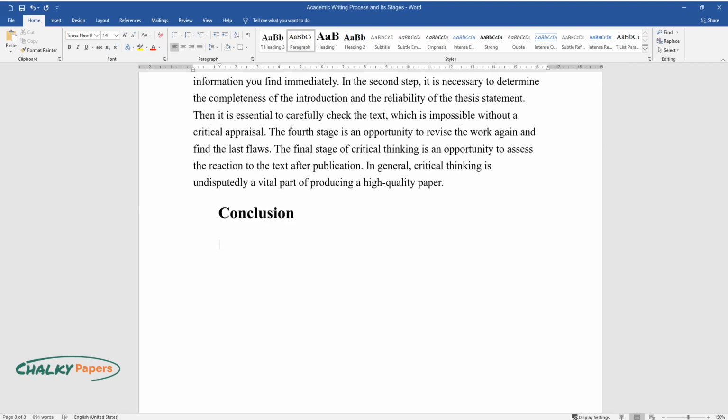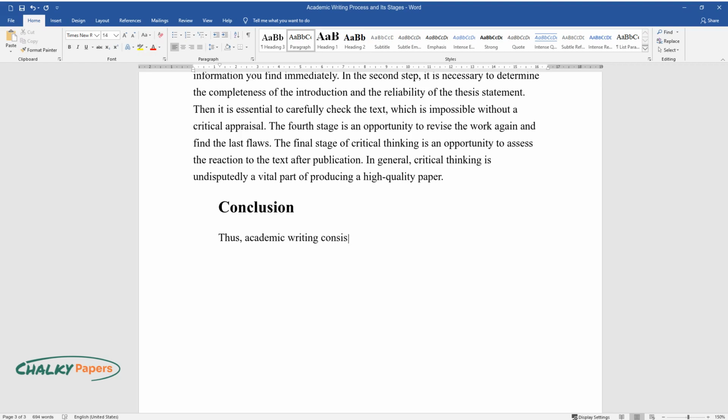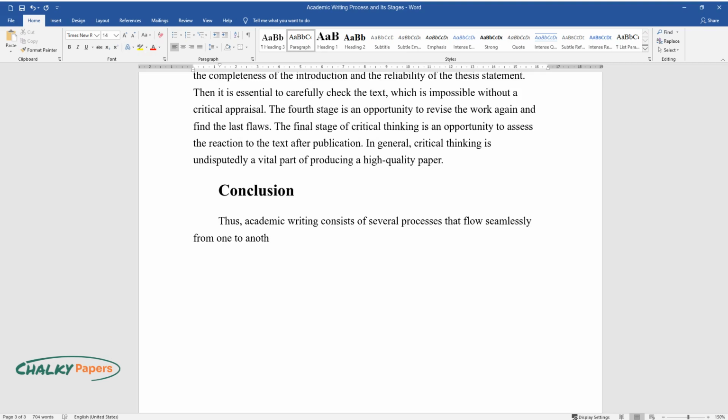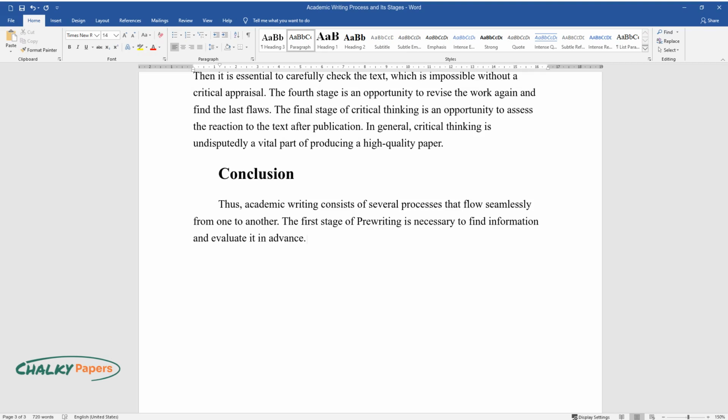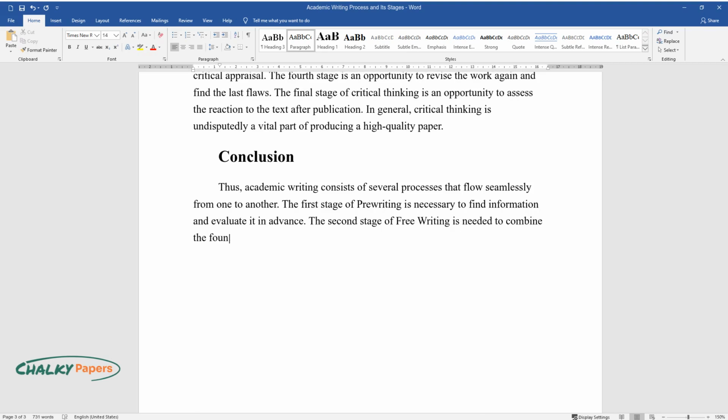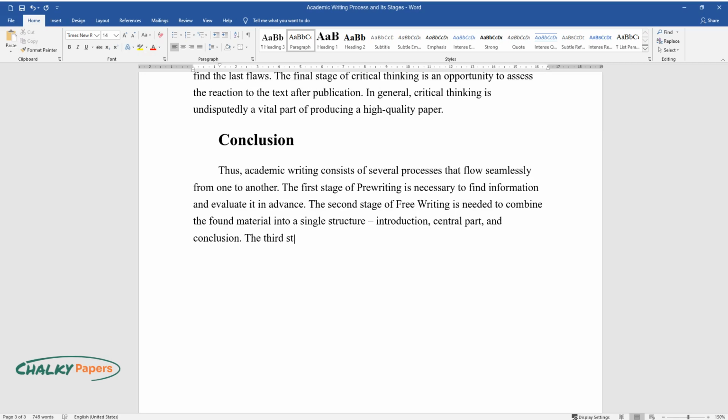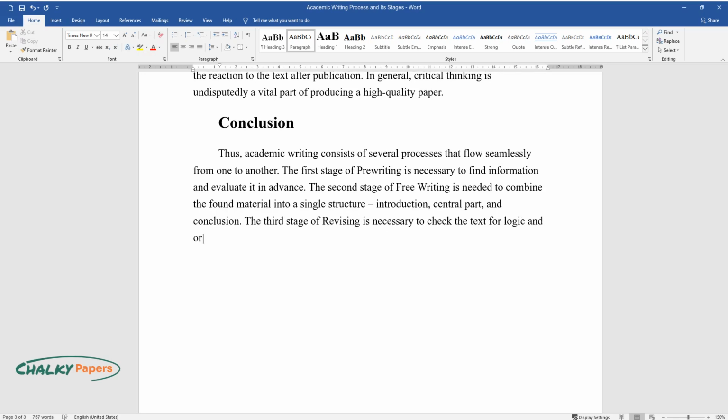Conclusion. Thus, academic writing consists of several processes that flow seamlessly from one to another. The first stage of pre-writing is necessary to find information and evaluate it in advance. The second stage of free writing is needed to combine the found material into a single structure, introduction, central part, and conclusion. The third stage of revising is necessary to check the text for logic and organization.